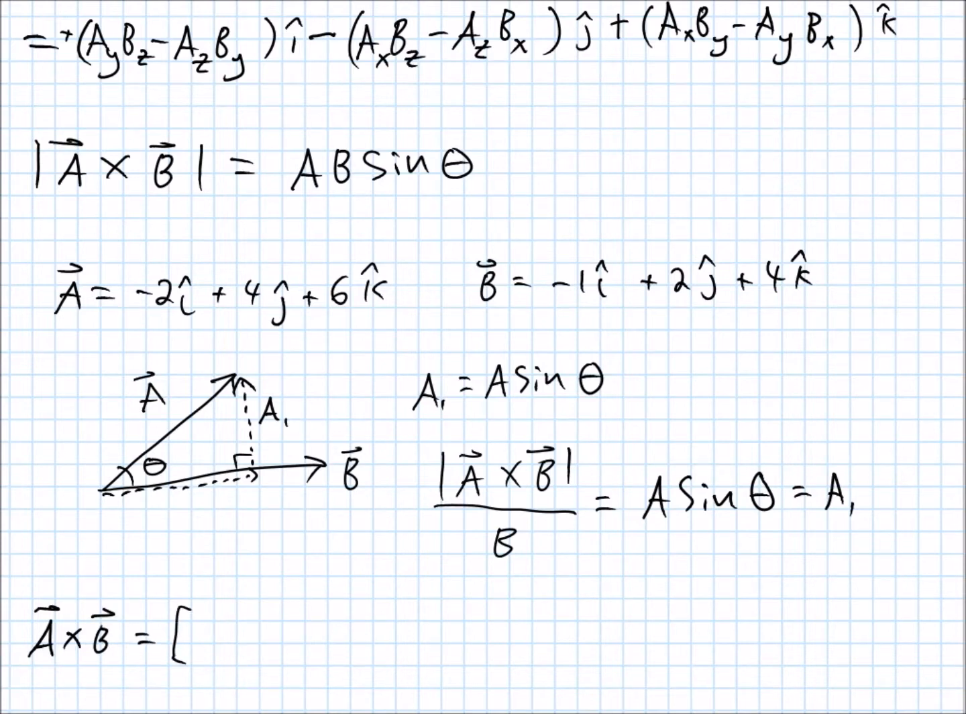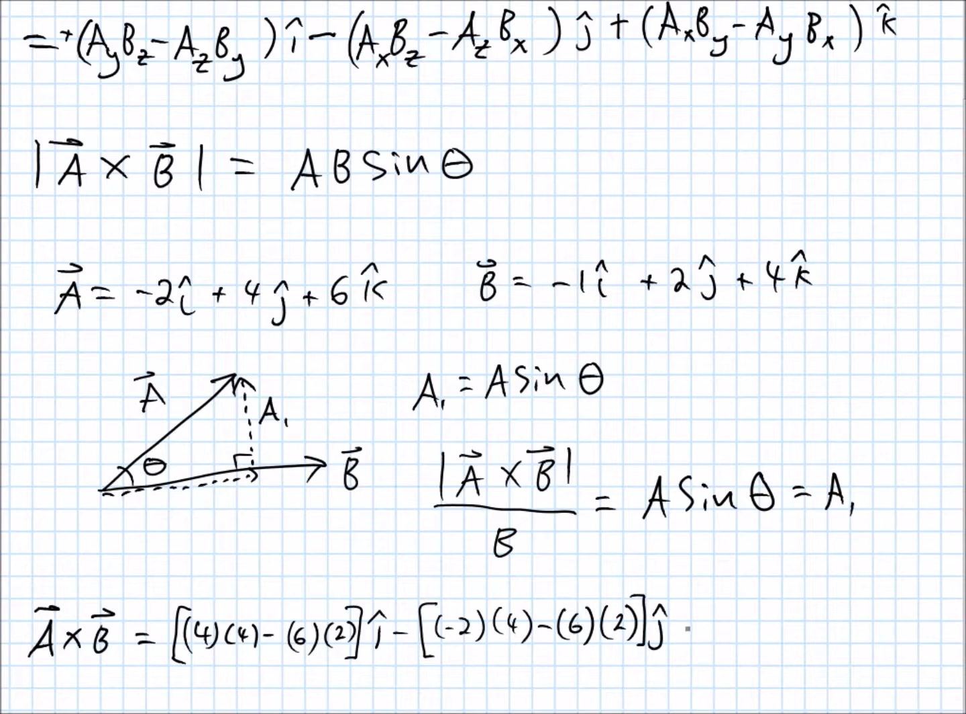So here we go. We've got AY times BZ. So AY is 4. BZ also happens to be 4. Minus AZ BY. So AZ is 6. BY is 2. That gives me my I component. And then minus AX BZ. AX is negative 2. BZ is 4 again. Minus AZ, which is 6, BX, which is 2. That gives me my J component.